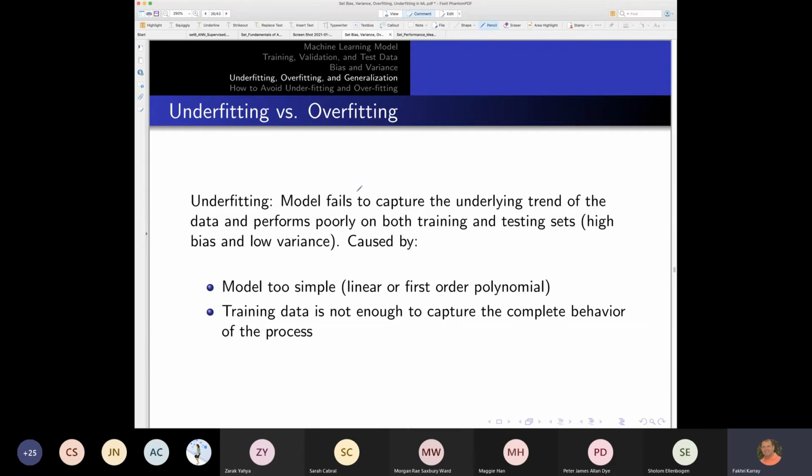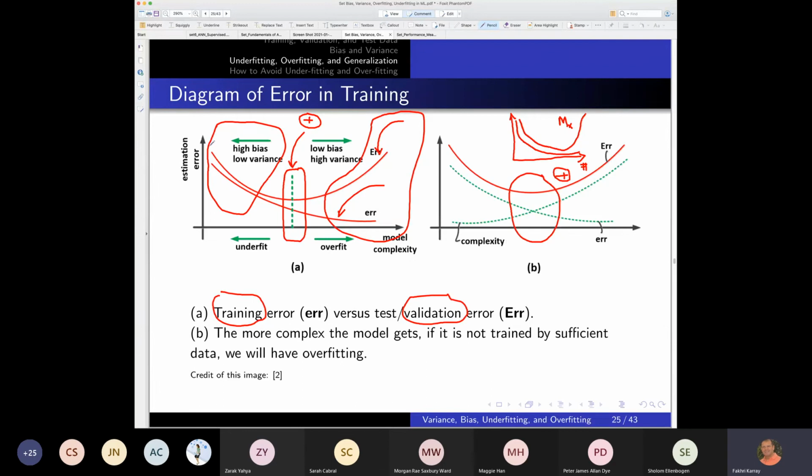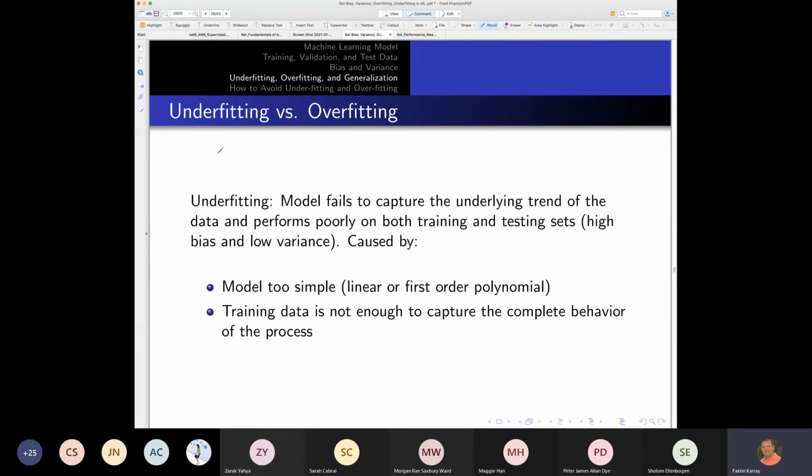Underfitting means that the model fails to capture the underlying trends of the data and performs poorly on both training and testing sets. This is exactly what we are talking about. So the model here is underfit. It has high bias. It may have low variance, but we are not interested in low variance because the error here is very, very large. As you can see, it starts with large error. So for a system that is not complex enough, the estimation error is large. So we don't want that to happen.